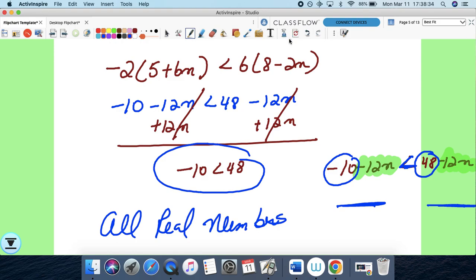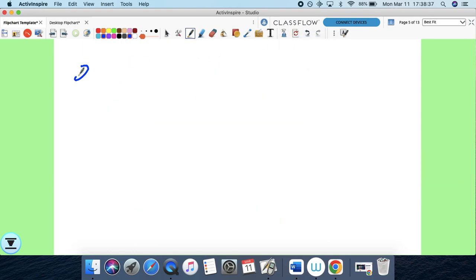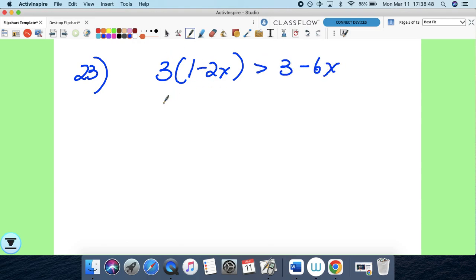I don't know how many of you will still be watching this, but I am doing 23, because 23 is one that we should have picked. So we get 3 times (1 minus 2x) is greater than 3 minus 6x. Distributive property, we get 3 minus 6x greater than 3 minus 6x. Now, you will notice that the expressions are exactly the same. So whatever value you pick of x here, you're going to multiply by 6 and then add 3. Multiply by 6, add 3.